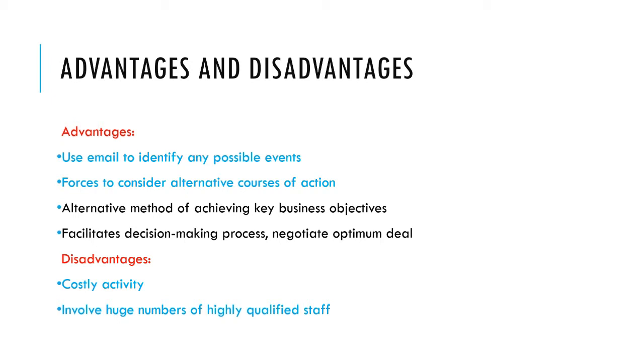The alternative methods of achieving key business objectives. There's more methods of achieving your objectives by doing this. It facilitates the decision-making process where you can negotiate an optimum deal. By the way, these advantages and disadvantages are also for risk, just FYI, so these can be used in risk as well. The disadvantage is that it's a costly activity and it will involve a huge number of highly qualified staff.